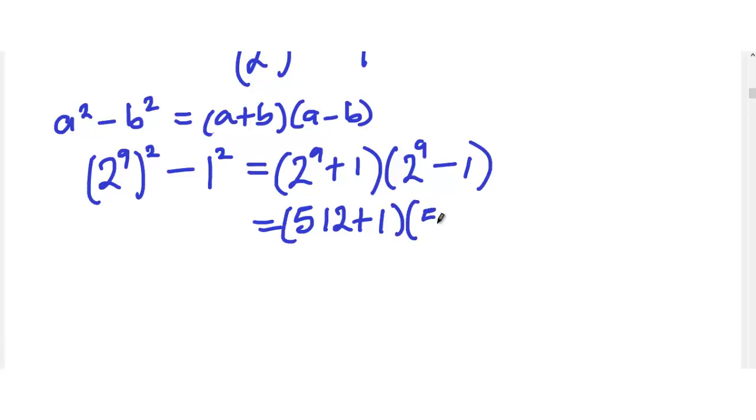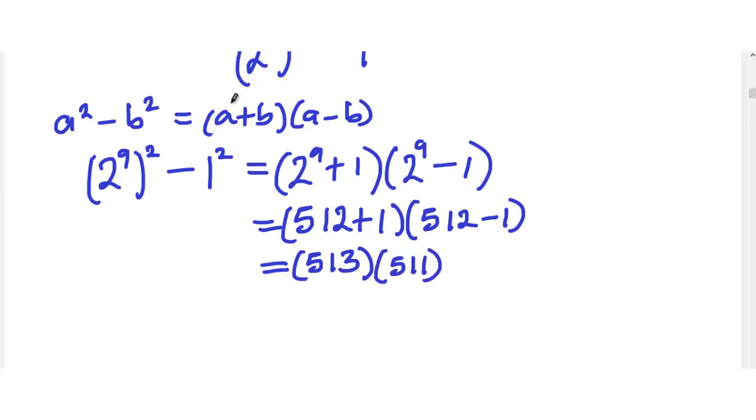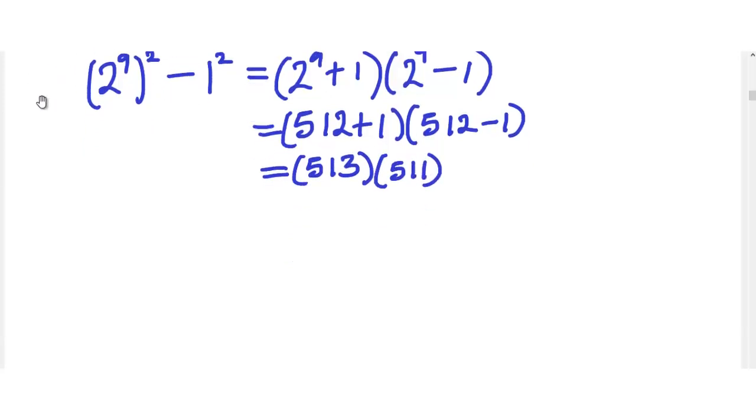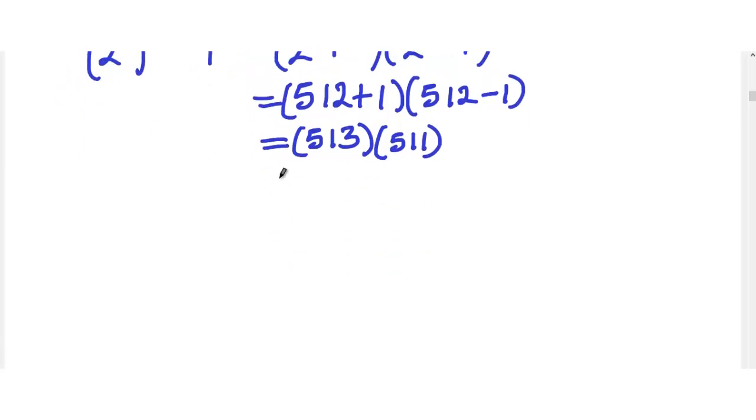So 2 raised to power 9 is 512, plus 1, then into bracket 2 raised to power 9, that is 512 minus 1. So 512 plus 1 will give us 513, into bracket 512 minus 1, that is 511. You can do this on a calculator, but let me just simplify it further. This is the same thing as saying 513 multiplied by 511. So let's do the multiplication.